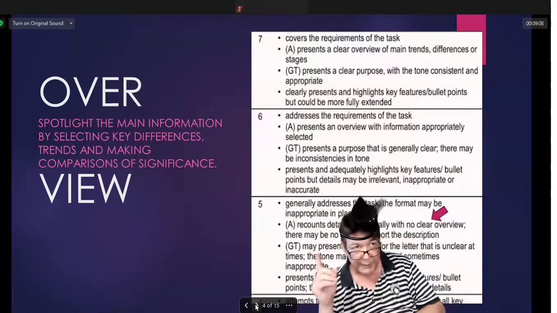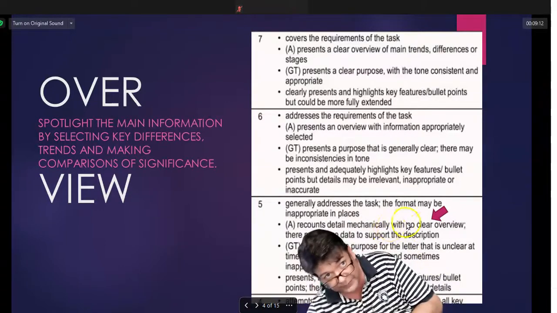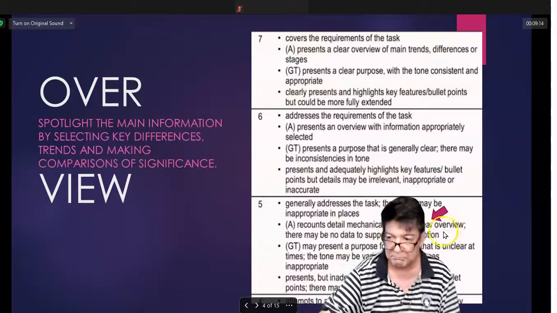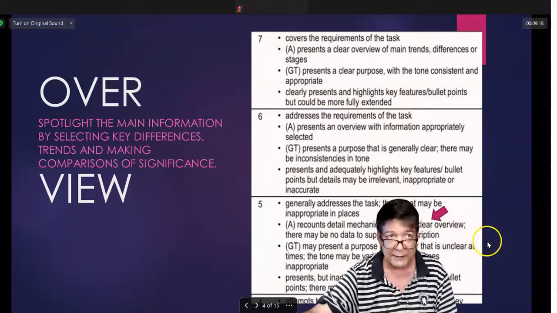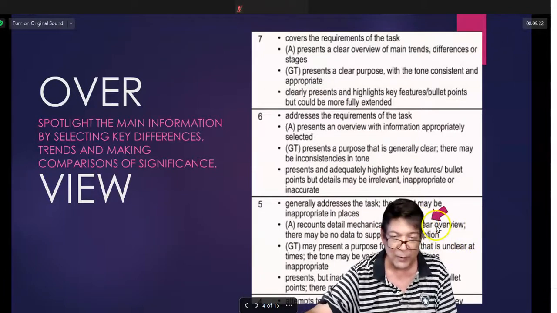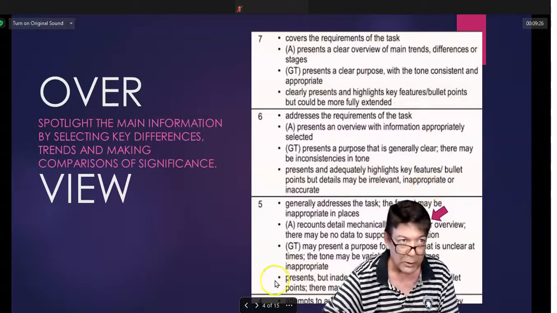Note, here in band 5, it says you have no clear overview. Does that mean the overview is not clear? Or that no part of it is an overview? That's, again, up to debate. But why risk it? Write clearly. Oh, there's a button here.